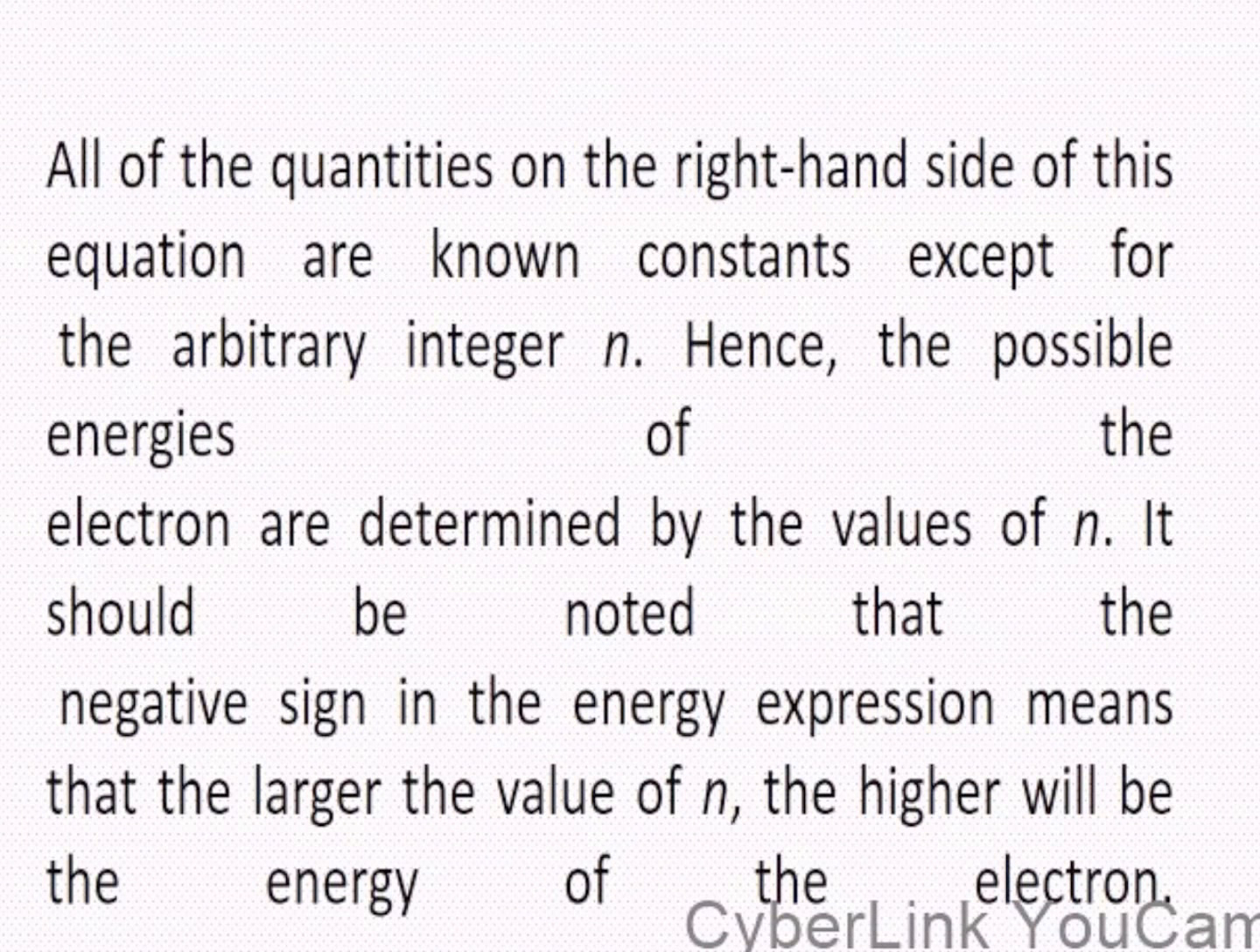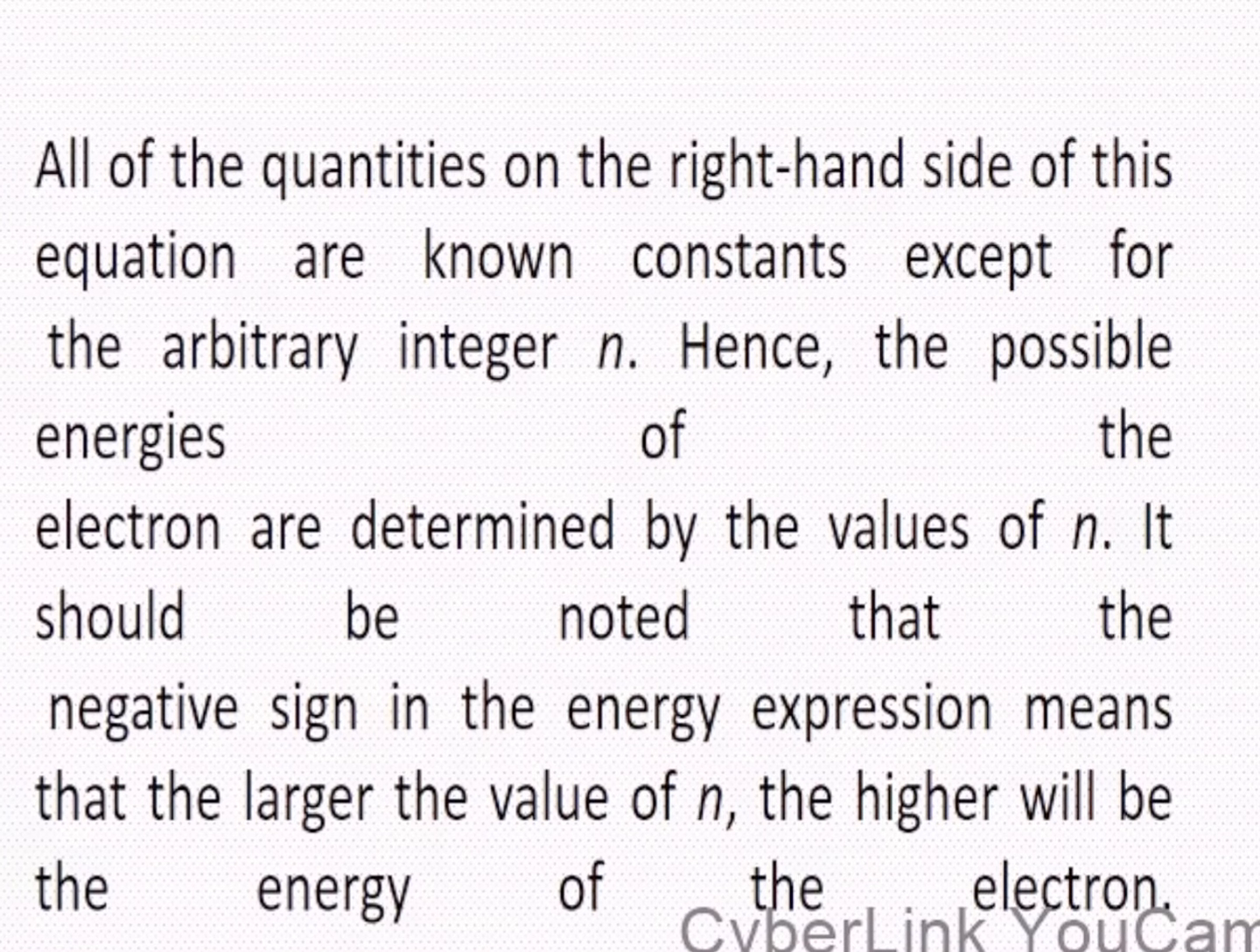All of the quantities on the right hand side of this equation are constants except for the arbitrary integer n. Hence, the possible energies of the electron are determined by the value of n. It should be noted that the negative sign in the energy expression means that the larger the value of n, the higher the energy of the electron.